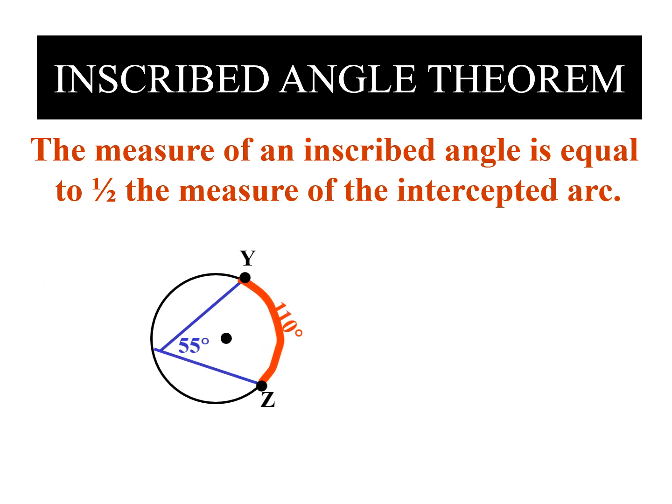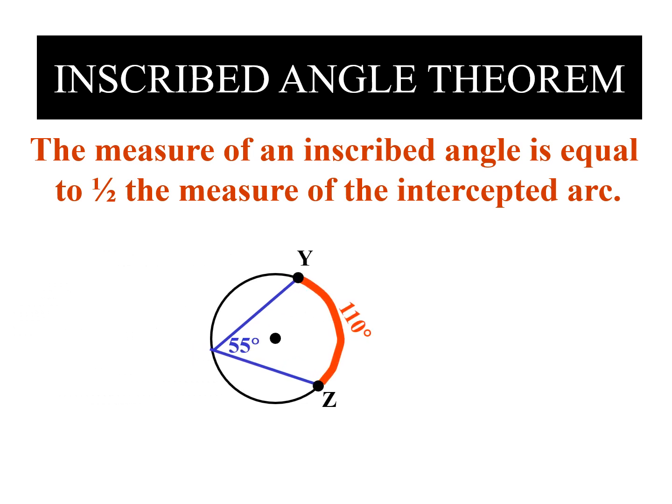So let us have an application of the inscribed angle theorem. If this is your inscribed angle, and this is your intercepted arc, your inscribed angle measures half of your intercepted arc. So if the intercepted arc is 110 degrees, then automatically your inscribed angle is 55 degrees.